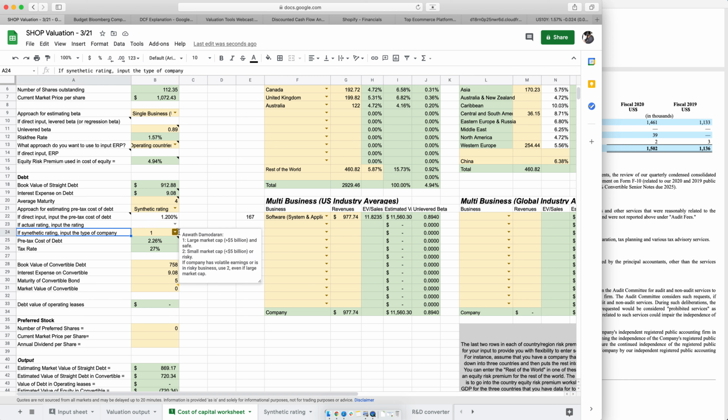Basically he tries to approximate this by looking at some of these stats. Looking at this, you want to put in 1 if it's large market cap over 5 billion. That is definitely the case for Shopify, and safe. Or actually, maybe I should put 2 because it is kind of volatile, kind of risky. Or 2 if it's riskier. Maybe let's just put 2 and see what happens. Okay, so it looks like everything's going to go up.